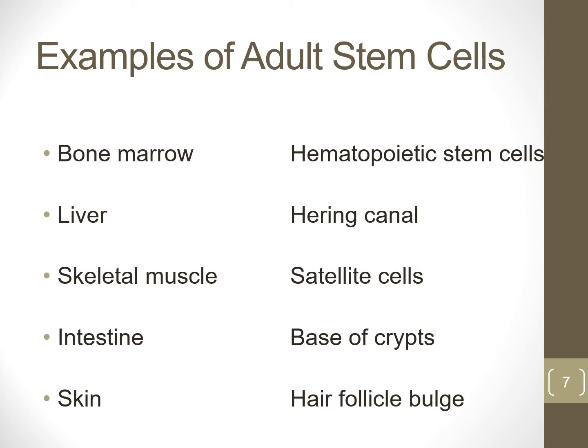So also we have in the bone marrow the hematopoietic stem cells, which are responsible for the production of the blood constituents, including RBCs, white blood cells, and platelets. In the liver, in the canal of Hering, as we said.